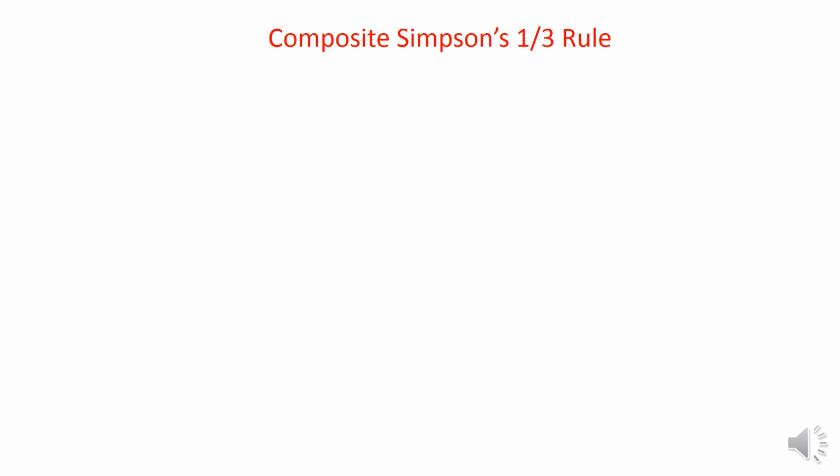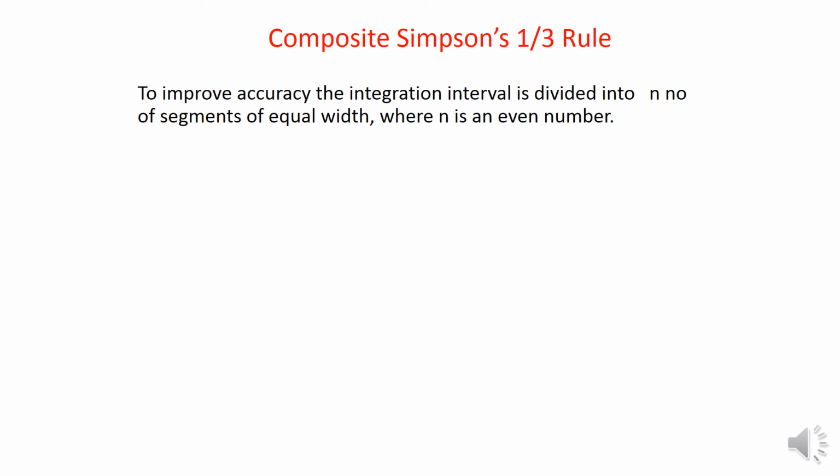As I said, we can take 3 points, then the next 3 points, and then the next 3 points, so we can get the composite Simpson's 1 by 3 rule. To have a general formula, we can write: to improve accuracy the integration interval is divided into n number of segments of equal width where n is an even number. So what we do, h is equal to b minus a upon n.